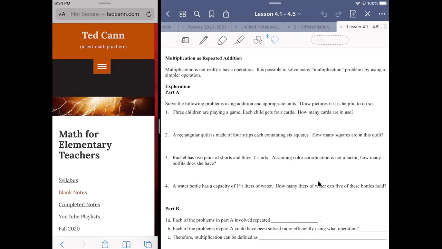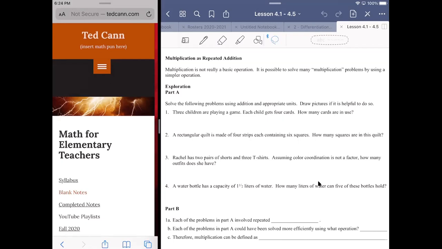So you have this exploration here. Solve the following problems using addition and appropriate units. Draw pictures if it's helpful to do so. You know, if it's your students, then you would state directly whether you want them to draw pictures or not. Right here, it's like, well, you draw them if you need them.